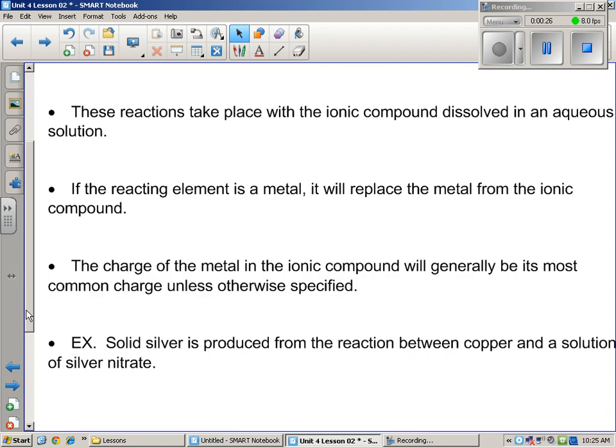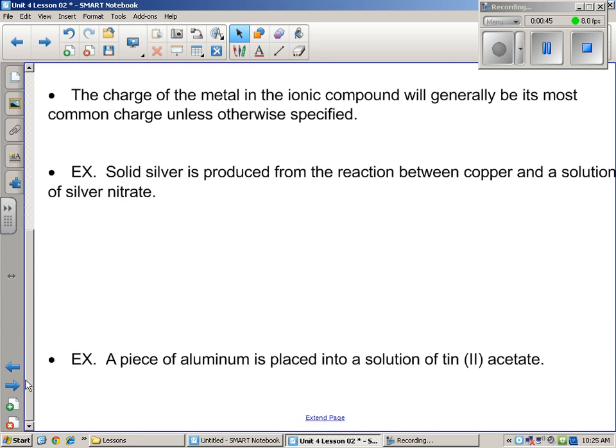Remember that when we form the ionic compound, if there's no specific charge that we start with, it always forms the most common charge at the end. So you have to keep in mind it's always the most common charge, unless it tells you otherwise. Okay, so let's get going right on the examples here.